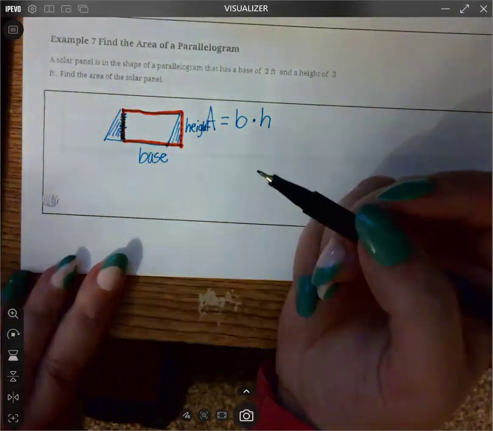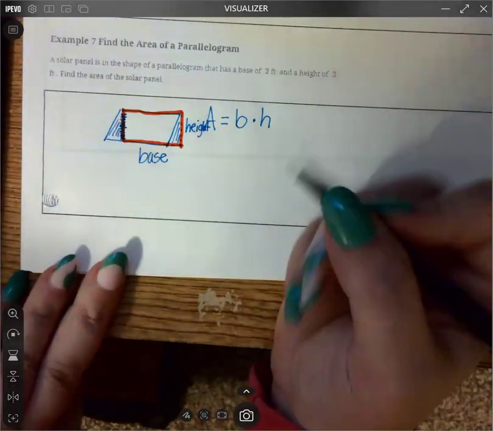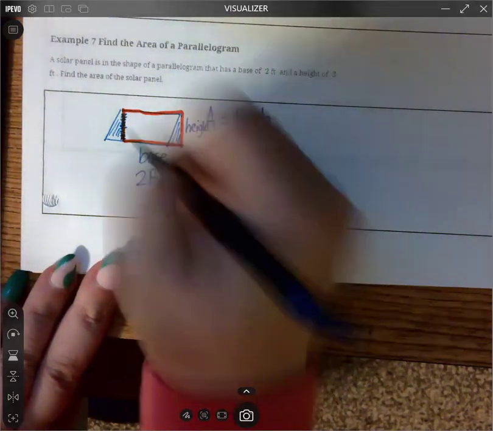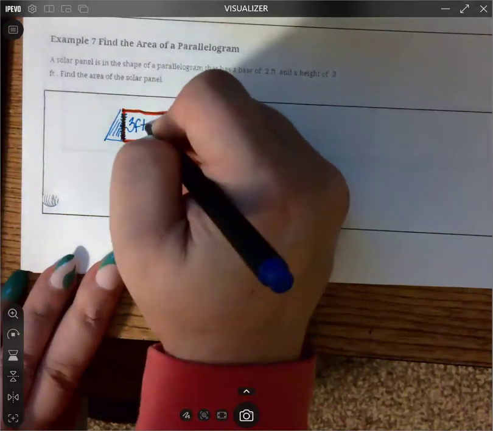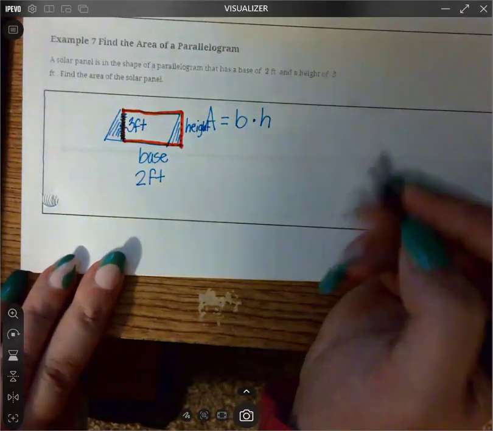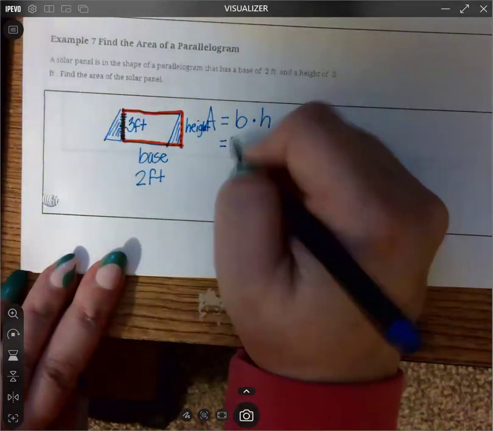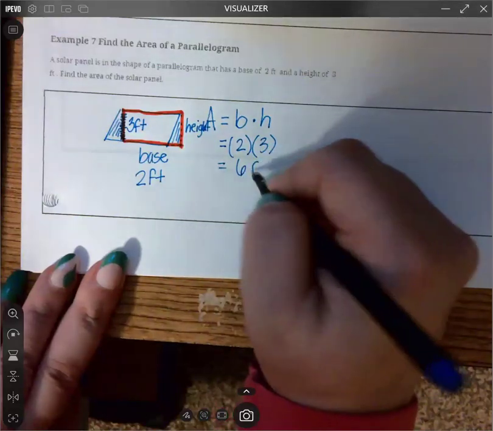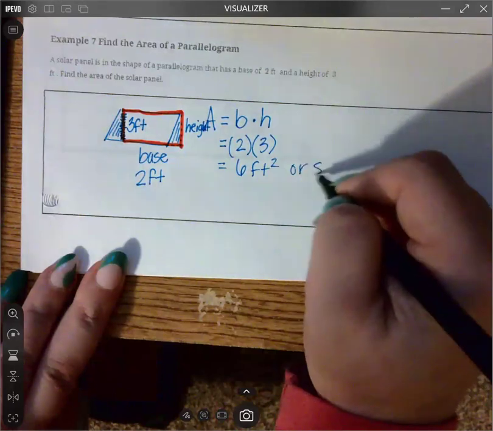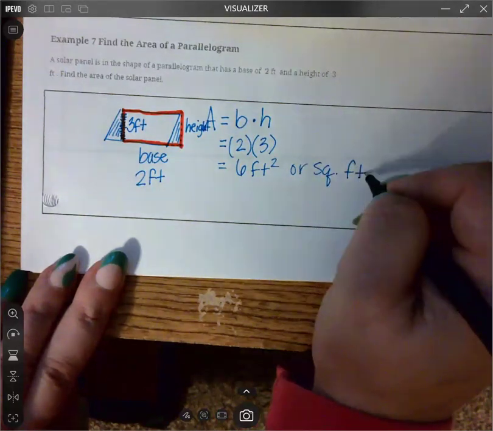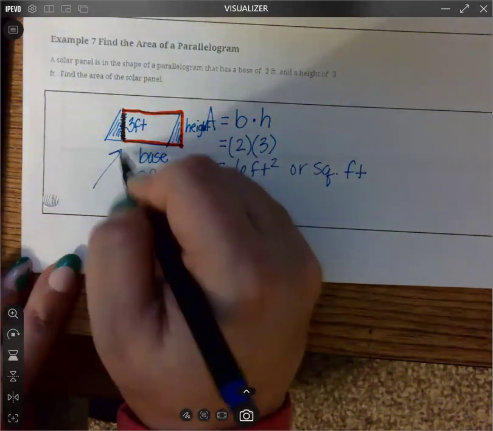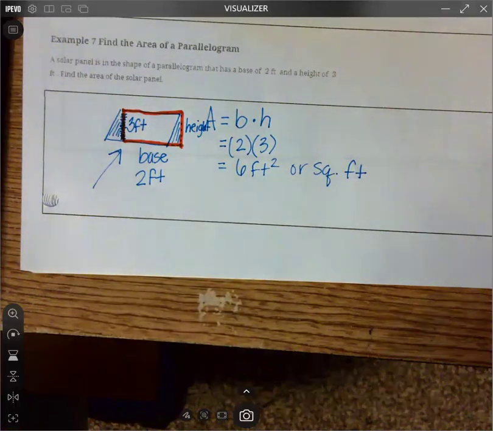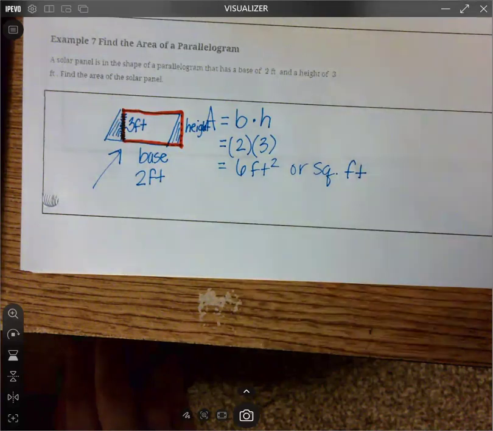So it says a solar panel is in the shape of a parallelogram, and it has a base length of 2 feet and a height of 3 feet. Find the area of the solar panel. So again, we're just going to multiply those two numbers and get 6 feet squared or square feet. Again, if I move that triangle to the other side, the amount of space that is covered is the same as if it were a rectangle.